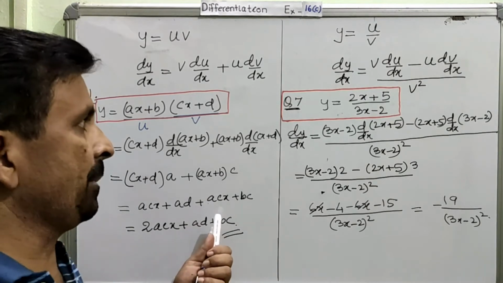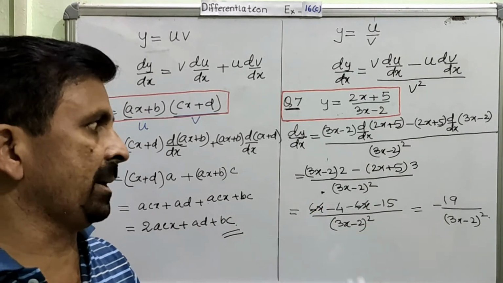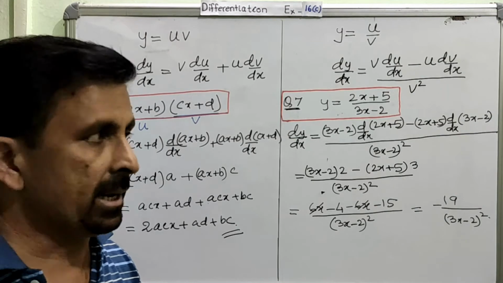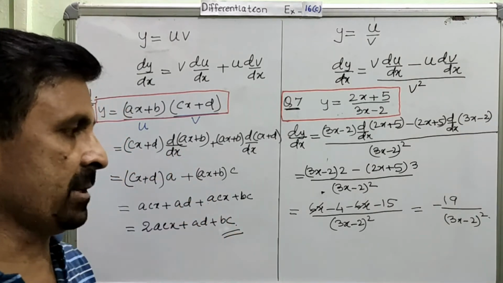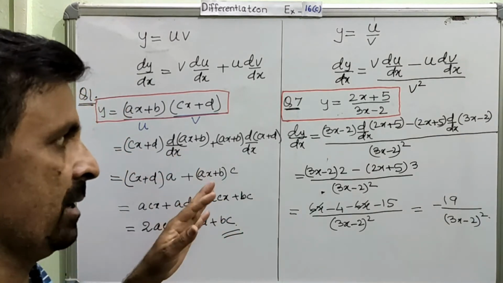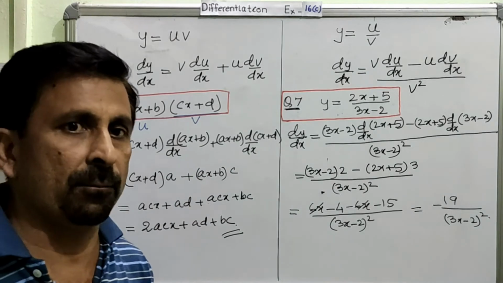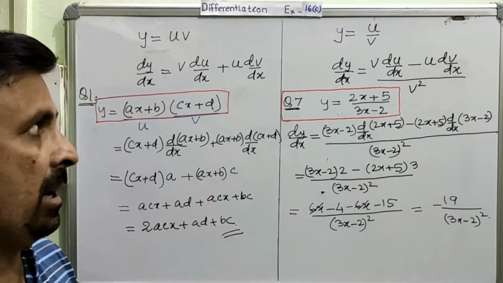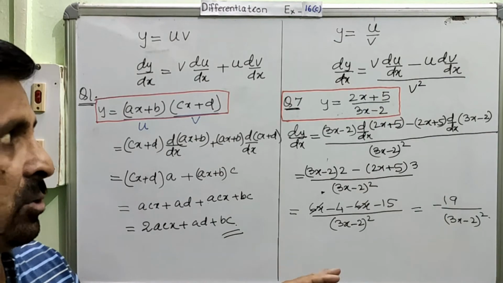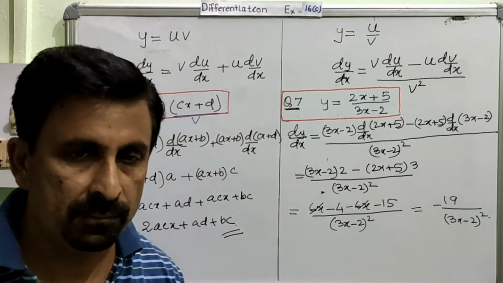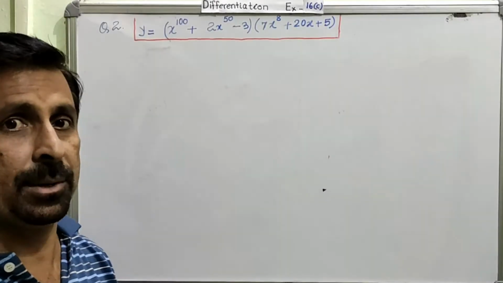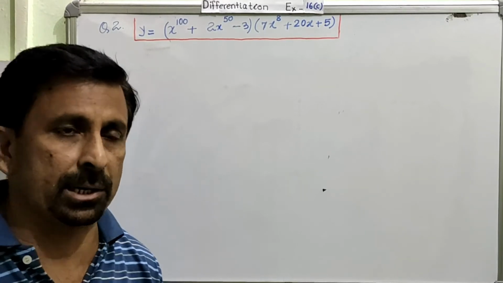So this is one example of product law and another example of quotient law. Clear? And now after this we will go systematic. So first of all, I will show you some examples on product law, and then after that I will take you to some examples on quotient law. Now this is question number 2, and this is an example of a product law question.